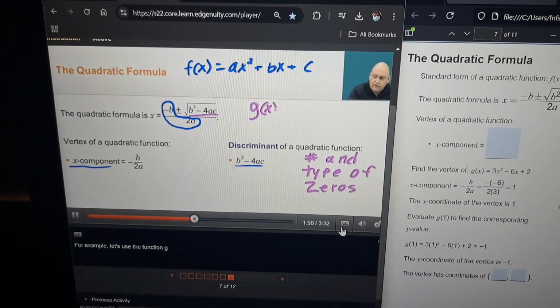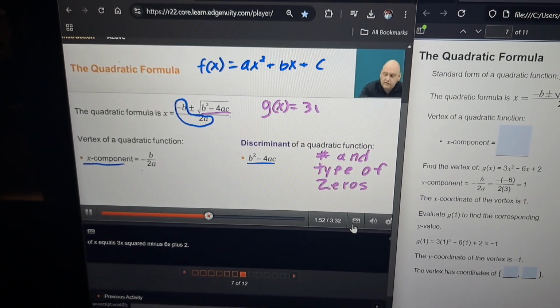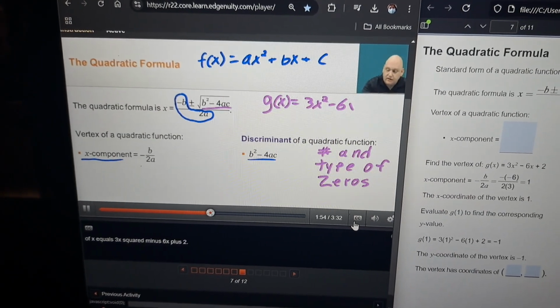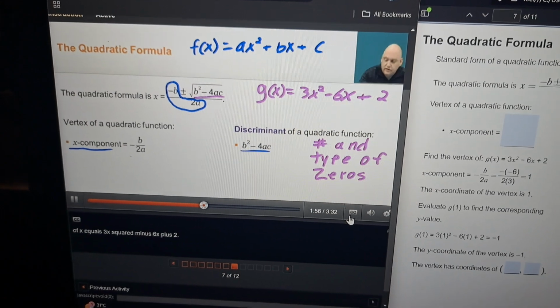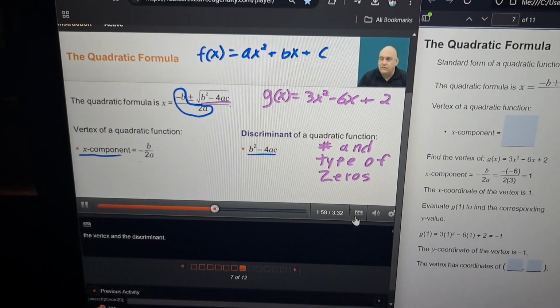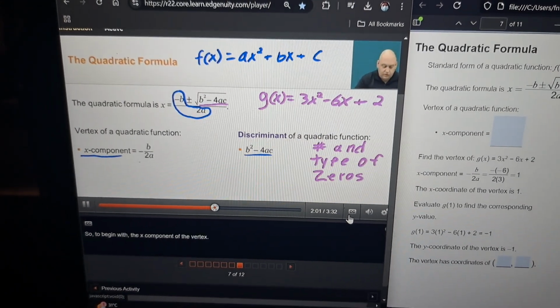Let's use an example, g of x equals 3x squared minus 6x plus 2, and we're going to find the vertex and the discriminant.